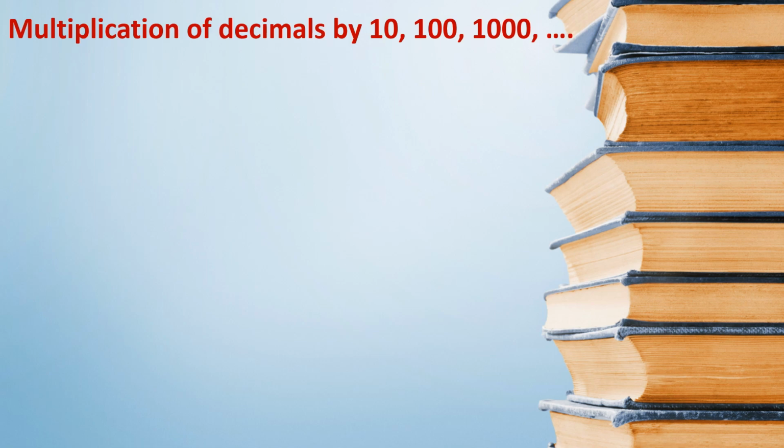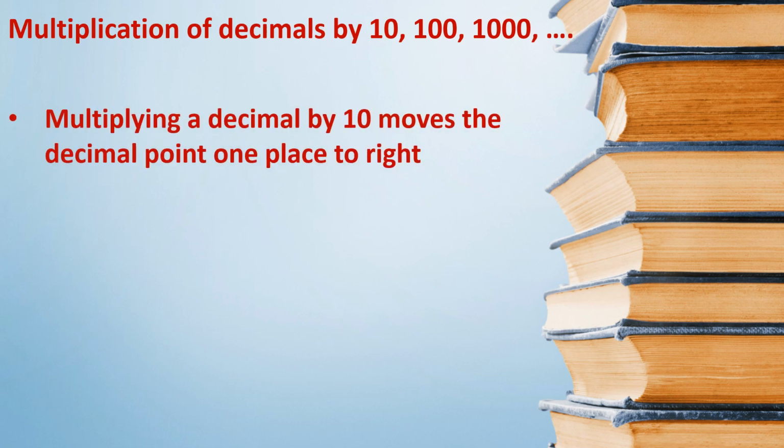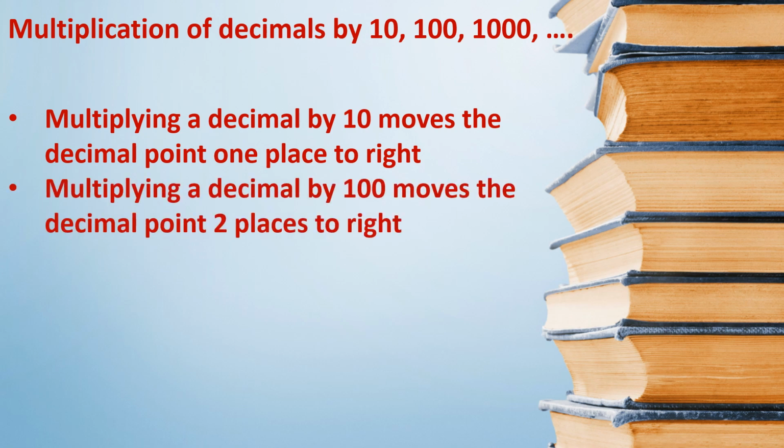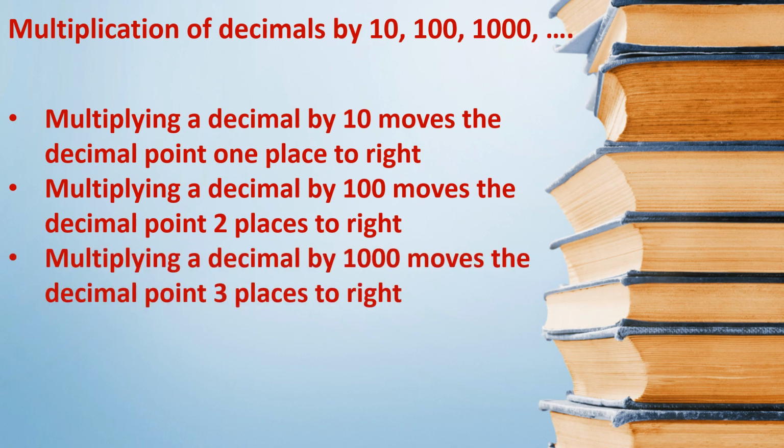So we have learned that multiplying a decimal by 10 moves the decimal point one place to the right, and multiplying a decimal by 100 moves the decimal point two places to the right. Then multiplying a decimal by 1000 moves the decimal point three places to the right. So remember these things and we will do questions related to that.